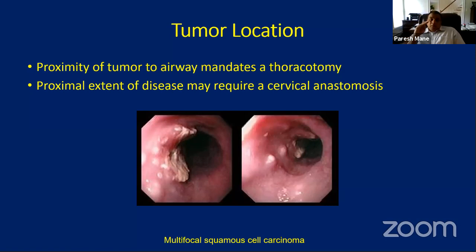And of course, the proximal extent of the disease, as I mentioned earlier, if the disease is very high up in the chest, you'll have to do a 3-hole esophagectomy. Sometimes squamous cell carcinomas tend to be multifocal, or you could have one adenocarcinoma and one squamous cell carcinoma. And that would mandate the need for a total esophagectomy, which would be a 3-hole esophagectomy.